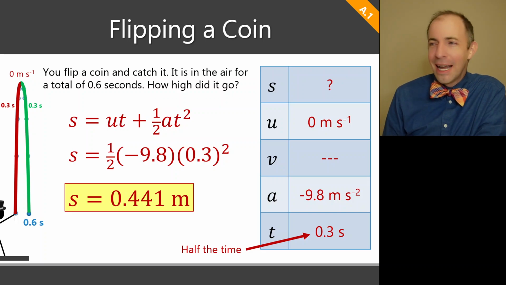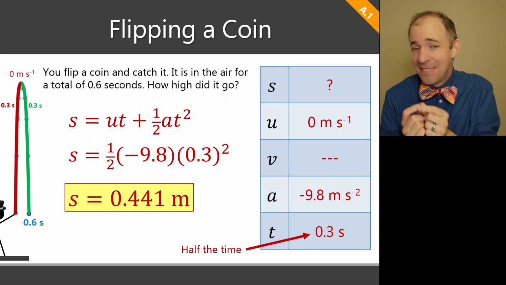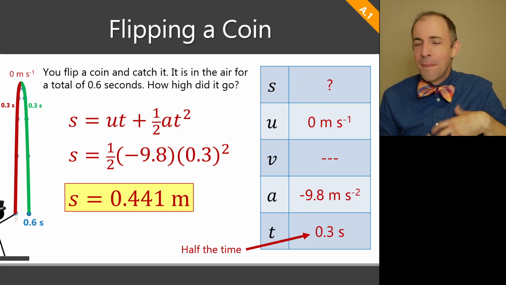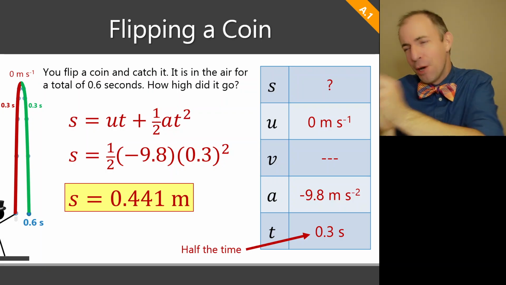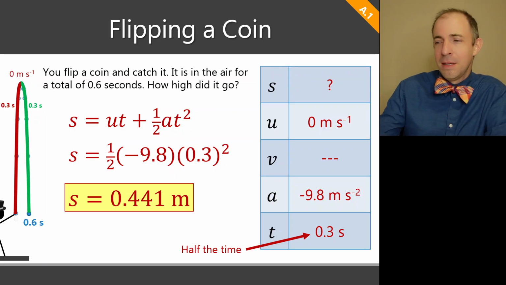If somebody said, how high did it go? And you said, oh, it went negative 0.44, that doesn't really answer their question. It would be a negative technically in the second half of the problem because it's moving down 0.44. But then I want you to be able to interpret that and say, well, that actually means it's 0.44 meters high, about 44 centimeters up there.